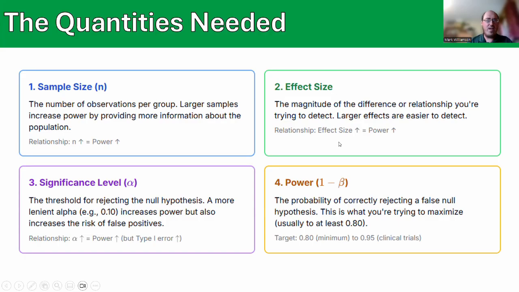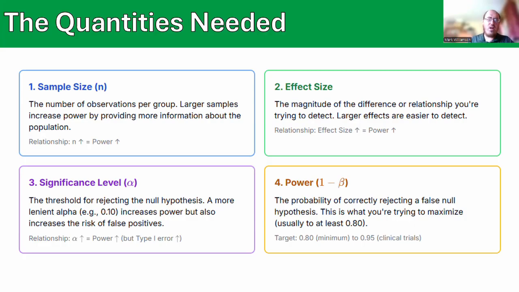You need your effect size. That's going to be the magnitude of the difference or relationship you're trying to detect. So if you imagine you have 2 groups, a treatment group and a control group, and you're looking at the means, maybe it's tumor size, maybe it's some sort of biomarker. You're looking at the difference between those 2 groups. The bigger the difference, the bigger the effect size, and the easier it is to actually detect that, and the smaller number of samples you need to detect that. So effect size is really big on this.